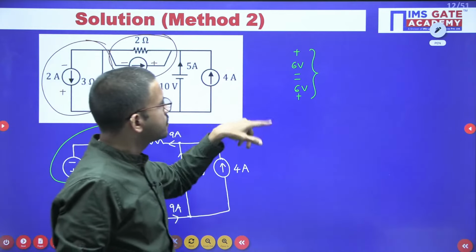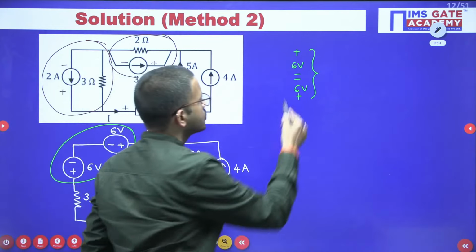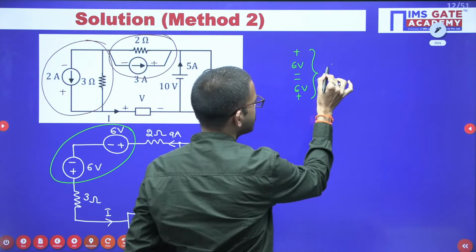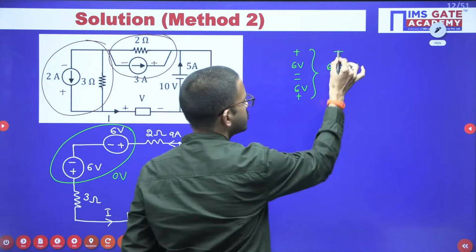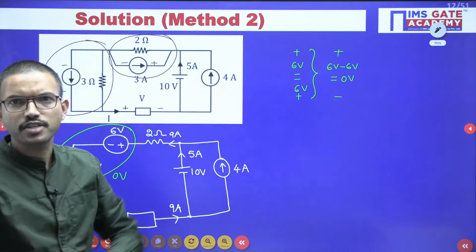Obviously, it is very simple. Here plus minus, here minus plus, so obviously we will do subtraction. Since both have the same magnitude, 6 minus 6 is equal to 0 volt. Either you can consider plus minus or minus plus, no problem at all, because plus 0 and minus 0 are the same. So the resultant voltage you are going to get is simply 0 volt. If you want, you can consider the polarity plus minus like this, no problem, because in this case both have the same magnitude.